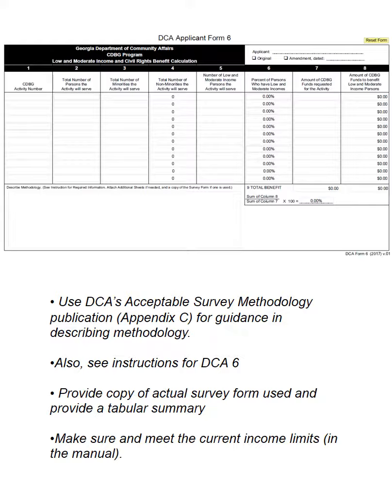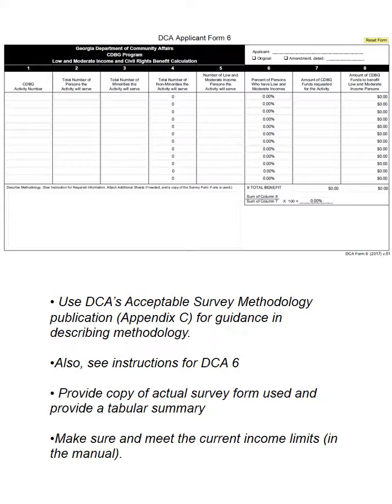Number 5, column number 5, is the number of low and moderate income persons the activity will serve. The percent of persons who are low and moderate income will be automatically calculated. The amount of money in column 7 that will be allocated to that activity, and then it'll take the percentage of people who are low mod and multiply the amount of money, and it'll automatically fill in column 8 for you. Beneath the columns 1 through 5, you'll notice some space that says describe methodology or use an attached sheet.